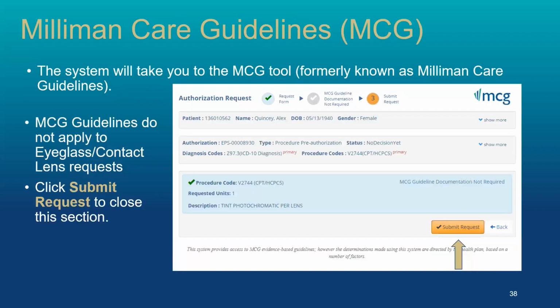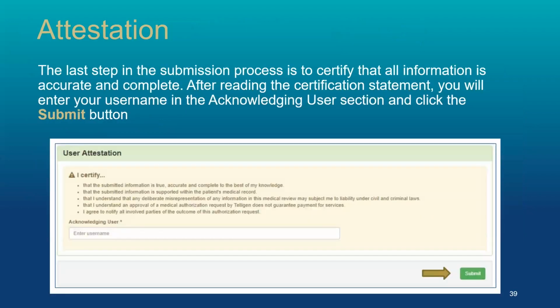So we're almost there. We're getting to the finish line. What's going to happen here is Qualitrac is going to think for a moment, and then it's going to send you out to what we call the MCG screen. It used to be called Milliman Care Guidelines. Some of the reviews we do use the MCG criteria, but for eyeglasses and contacts, these do not apply. So when you get to this screen, you're going to see where it says MCG guideline documentation is not required. Then you'll simply click the submit request button and it's going to close this and send you back to the Qualitrac system.